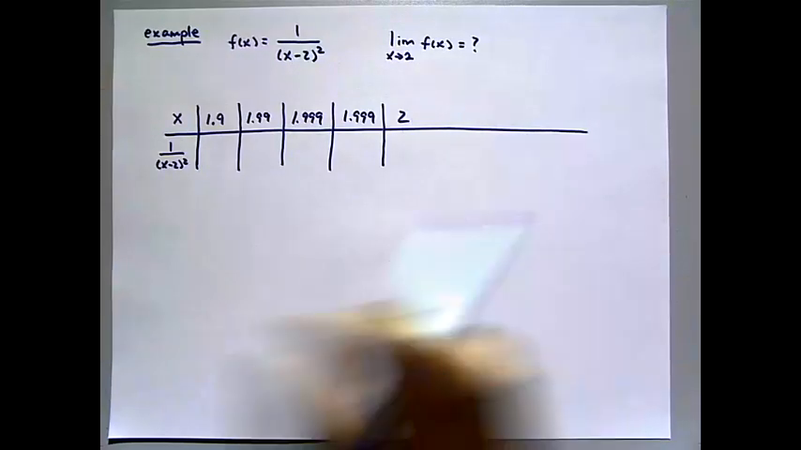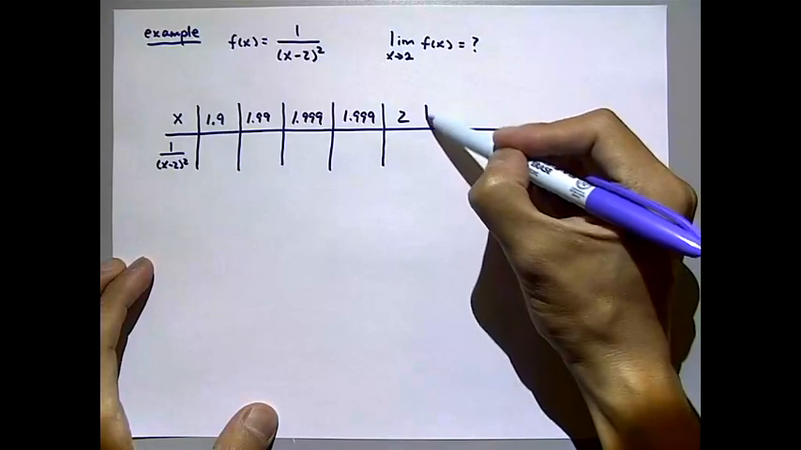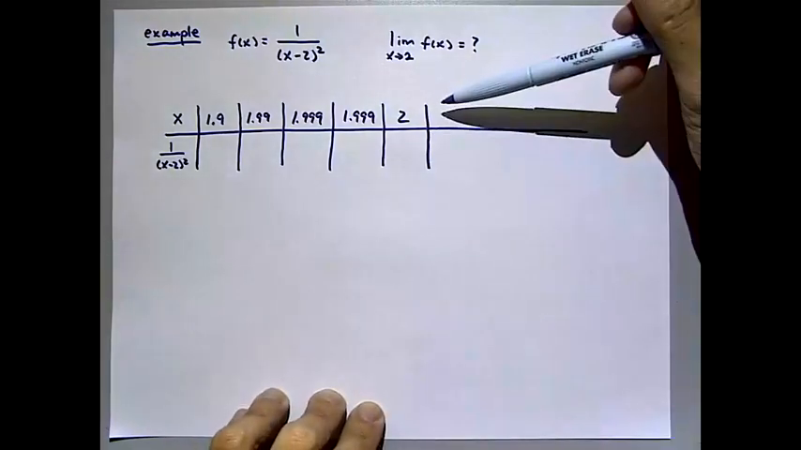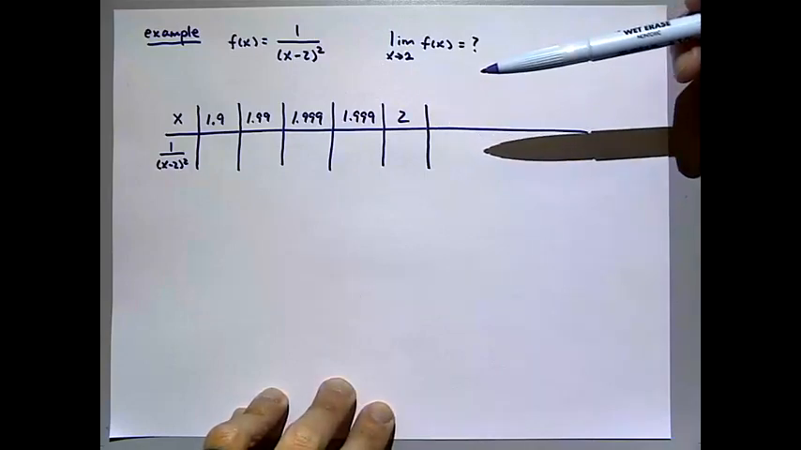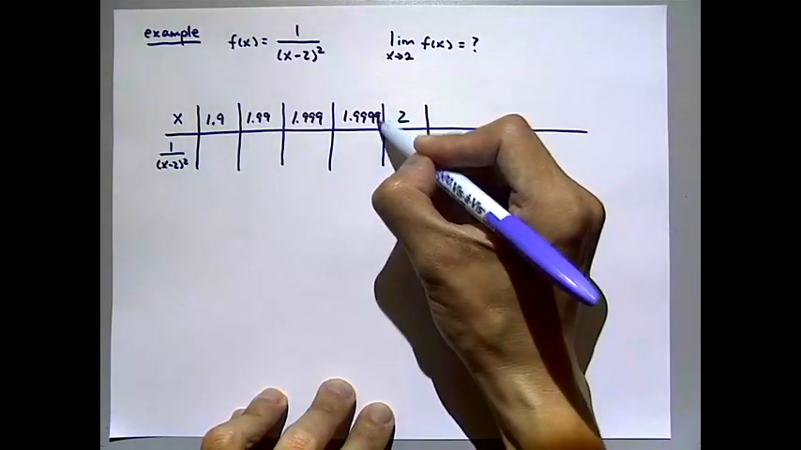We want to get to 2, but we can't get there. And then from the right side of 2, yeah. I did the same thing. Oh, I missed out the 9. Sorry. There we go. Thank you.